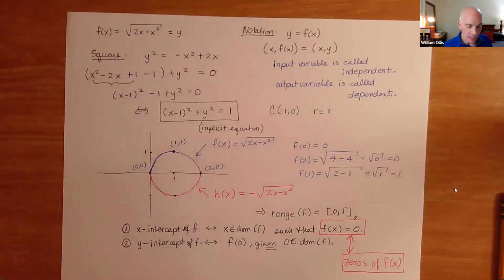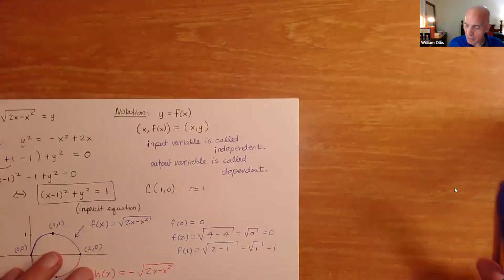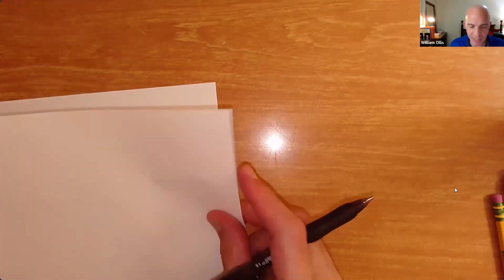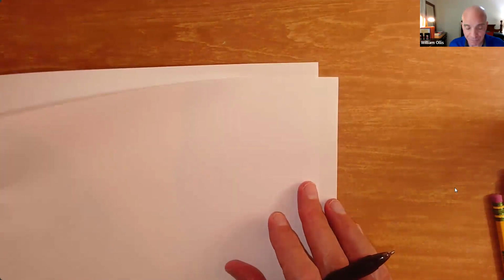So function analysis is really dependent upon the particular example that we're given. We can't say that domains are going to be a certain form. We can't say that ranges are going to be a certain form. We have to figure that out.